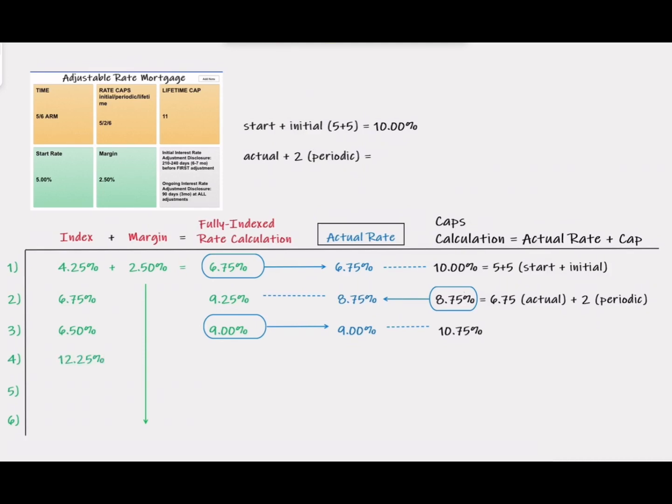Let's go ahead to adjustment 4. If the index has now fluctuated to 12.25%, what would the fully indexed rate be? Go ahead, do the math. I'll wait. No, seriously, come on, do it. You got it. 12.25% plus 2.5% equals 14.75.